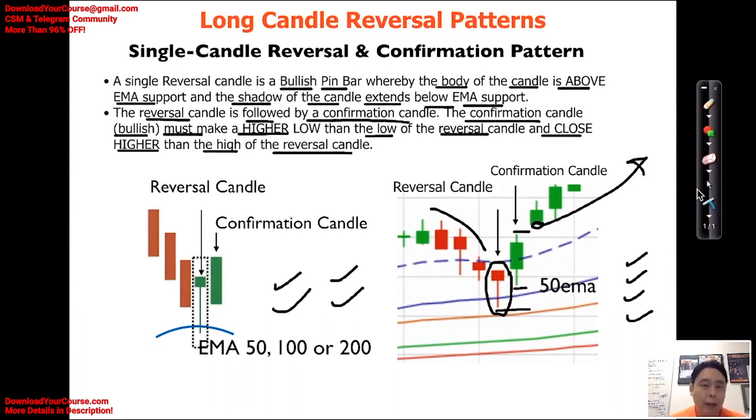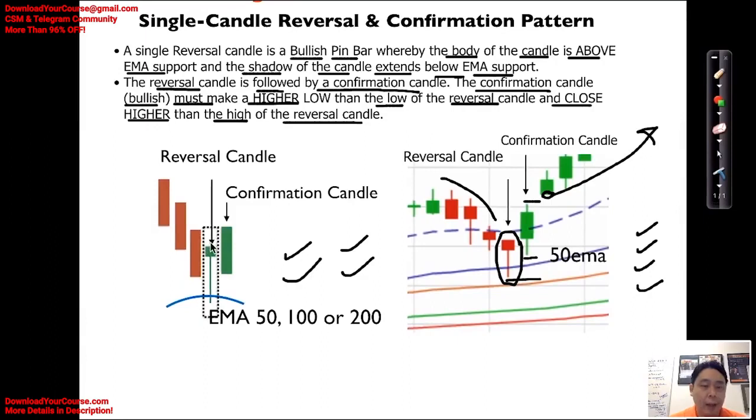Now, a common question I'm asked is, again, the reversal candle, which in this case is a bullish pin bar, must it be a certain color? No, the color doesn't matter. It could be a red or green candle, as long as it's got a small body with a long lower shadow, that's valid. Okay?